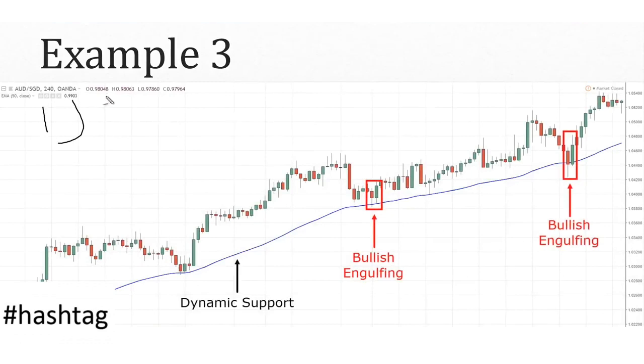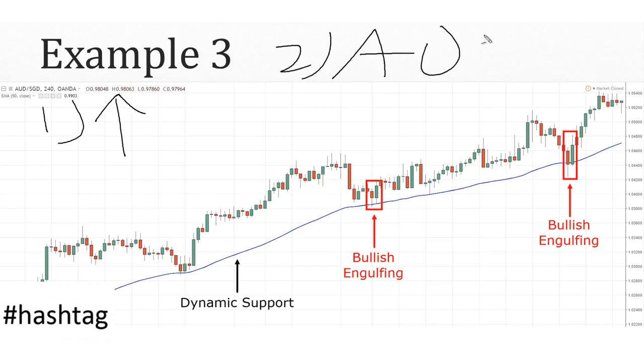Example 3, right? Look at this. Ask yourself again, what is the trend? Number one, what is the trend? Well, uptrend, right? Series of higher highs and higher lows. If you can't see this, you just pull out your 200 MA, and chances are the price will be above the 200 MA. So anyway, the trend is up.